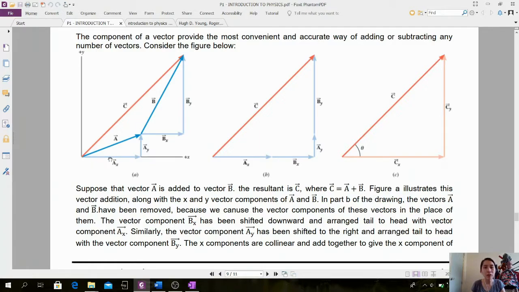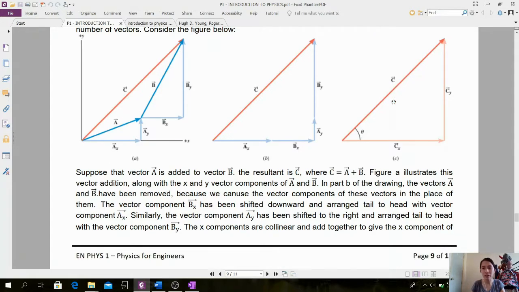The same goes for the y component of the resultant vector C. We have to get the y component of vector A and the y component of vector B. If we add those two, we will get the y component of the resultant vector C. After we find the x and y components of the resultant vector, you can now use the Pythagorean theorem and the inverse tangent function to solve for its direction.